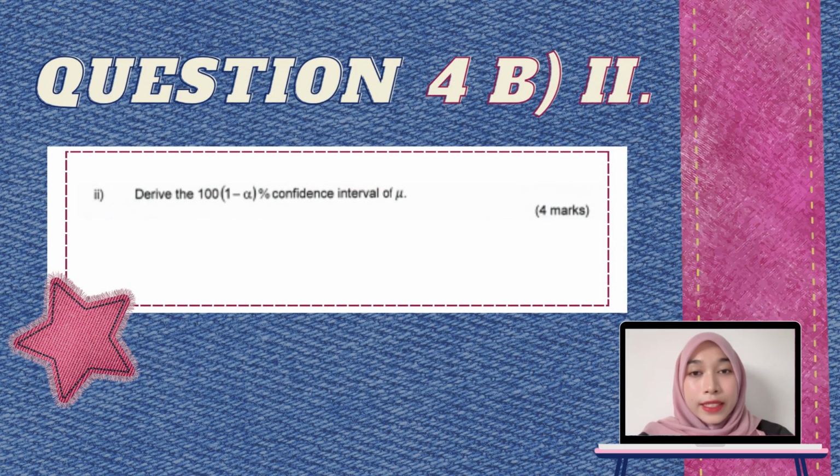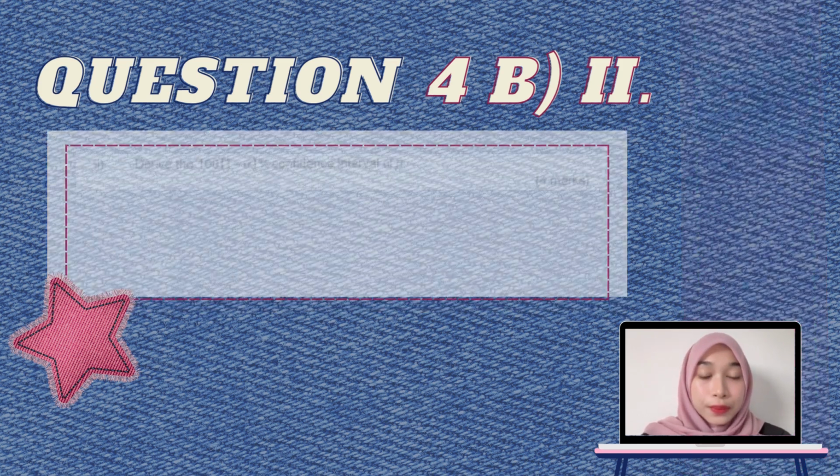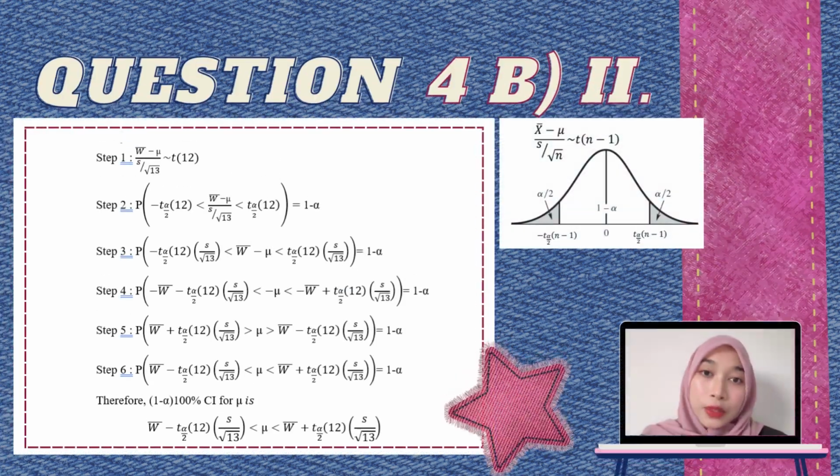Hi, I'm Nur Kistina Hani binti Ahmad Tabrani, and I will continue with the last question, which is 4b2. This question asks us to find the derivation of the 1 minus alpha times 100% confidence interval for mu. So what is the question all about? This is the derivation of the confidence interval for the population mean, mu, when using a small sample size with unknown population standard deviation.